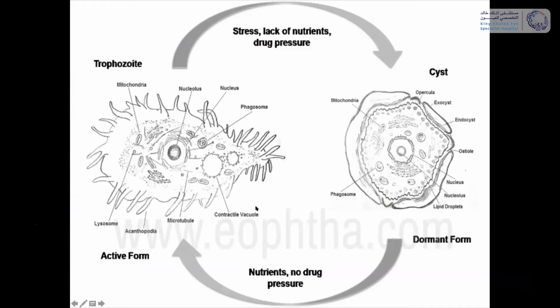So this is the cycle of the movement between cyst and trophozoite. As you see, the cyst is always in a dormant state, and it moves to trophozoite once nutrition is available and there is no drug pressure. Once the cyst moves to trophozoite, it will start to replicate and move everywhere, unless it is faced by stress, lack of nutrition, or drug pressure.